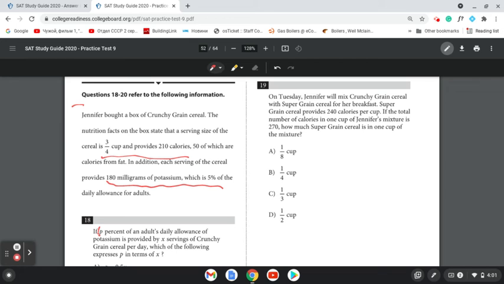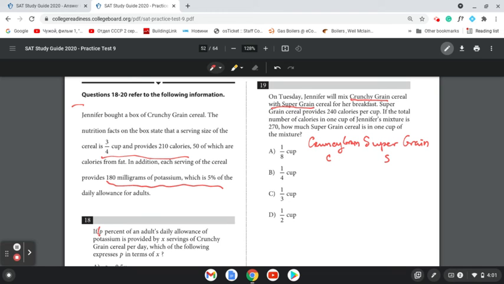Now, this is a typical systems of equations question masked in a real life situation. So we are using two types of cereals, crunchy grain and super grain. We are looking for the amount of super grain cereal in a mixture that is 1 cup. So I am going to introduce my two variables: crunchy grain, I'll call it C, super grain, I'll call it S.